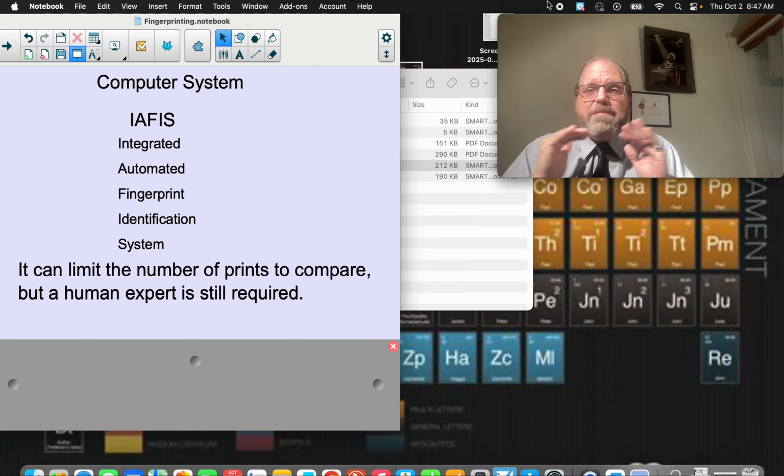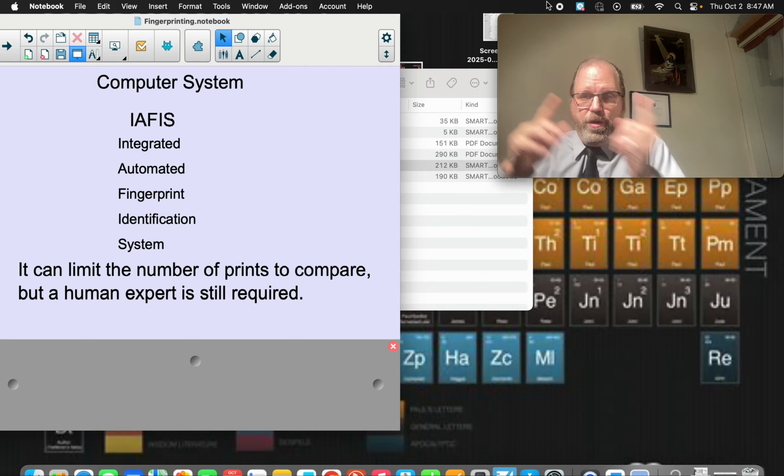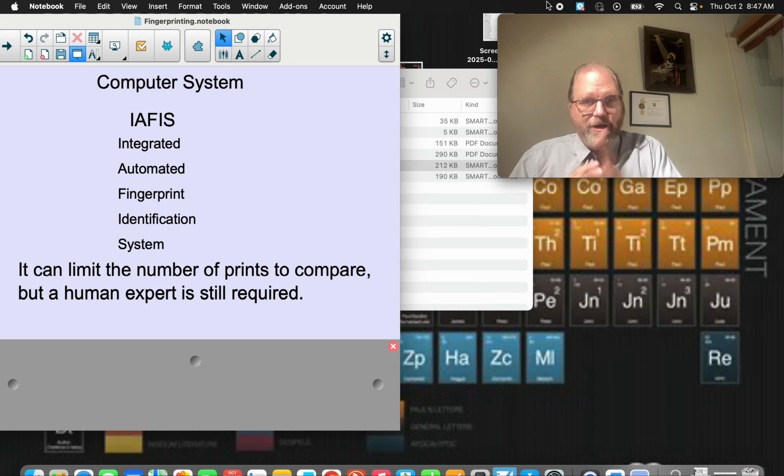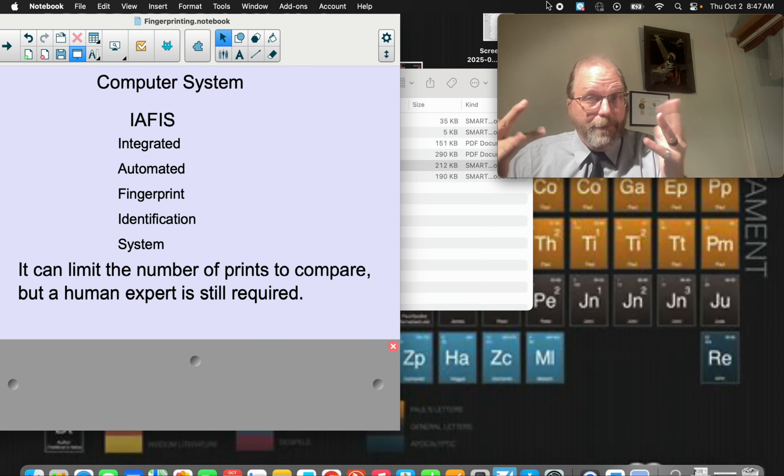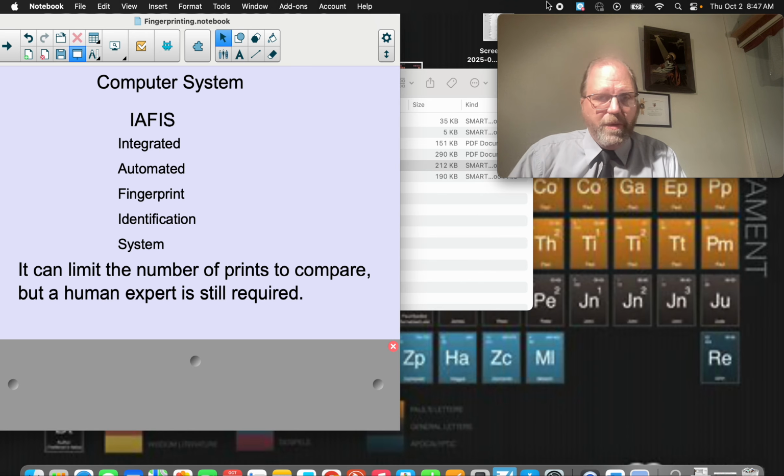All right, so that's the basic beginning of fingerprinting. We're going to do a lab tomorrow, and make sure you get some balloons, or at least a couple, two or three or four, because that's what I'm working with.